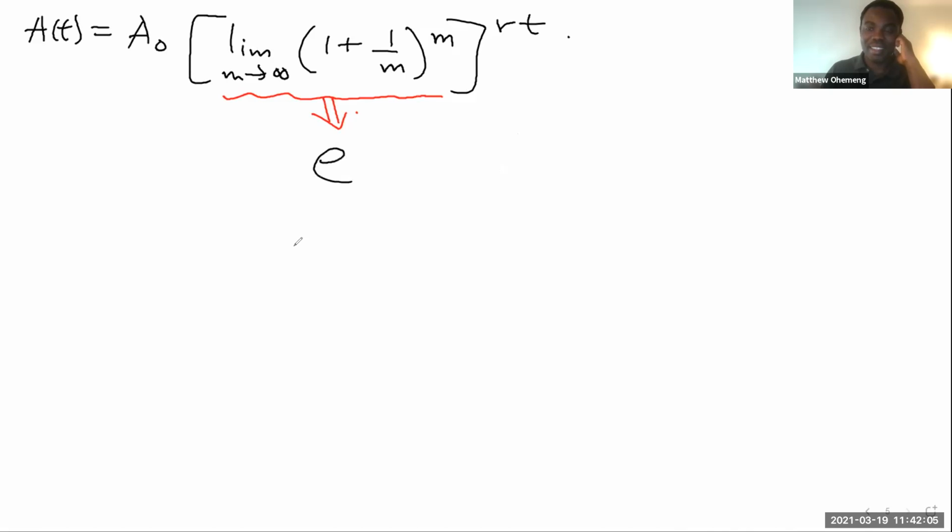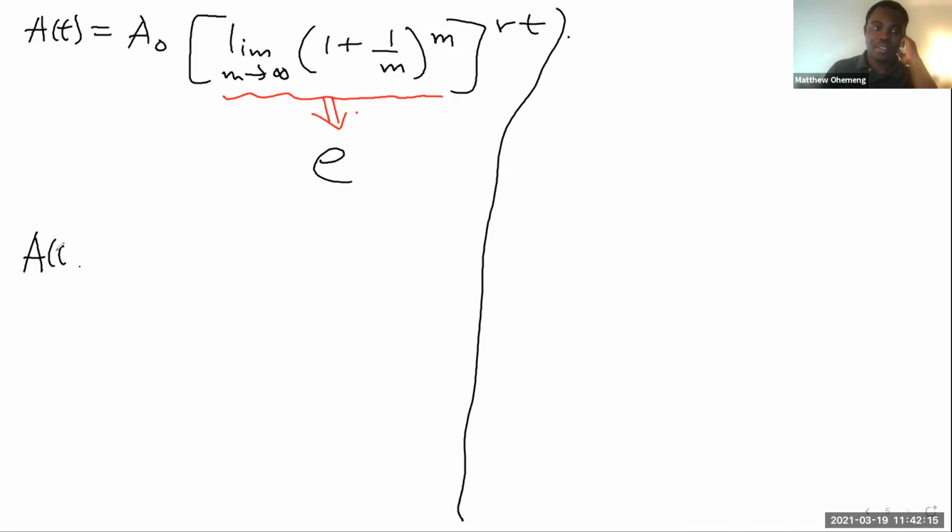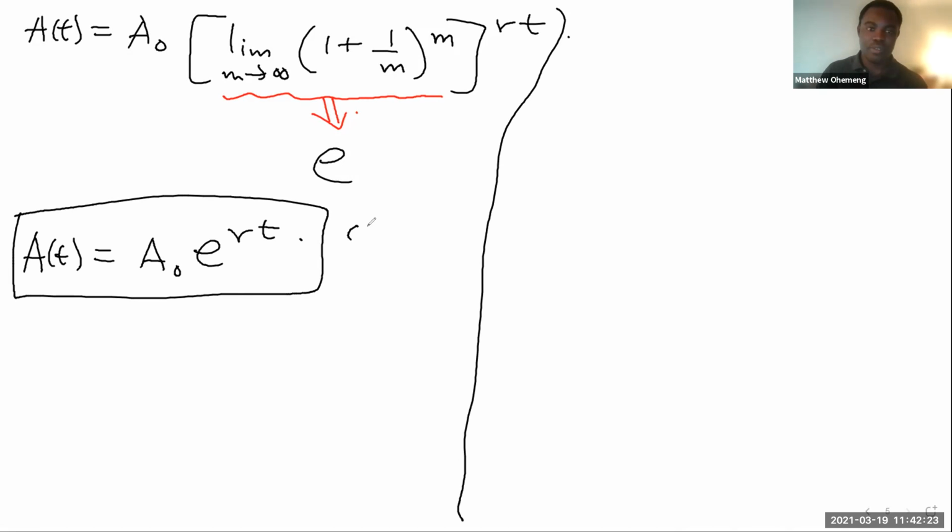It's E. Do you remember E as a limit? This is E, right? So that means it becomes what? A of t equal to A naught, E to the RT. Now, this is the formula for continuously compounded interest.